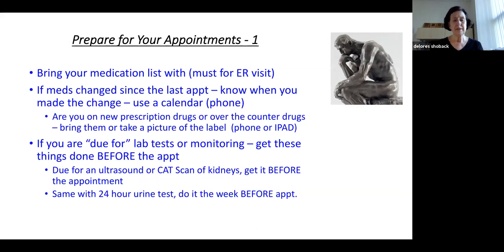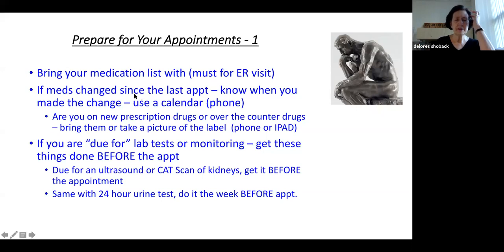So my final piece of advice is, prepare for your appointments. You're only going to get as much out of these appointments as you're prepared. So bring a medication list with you. And that is a must for the ER. Don't let them guess, because you're the one who's going to know what you've been taking and when you made the changes. So bring that medication list.